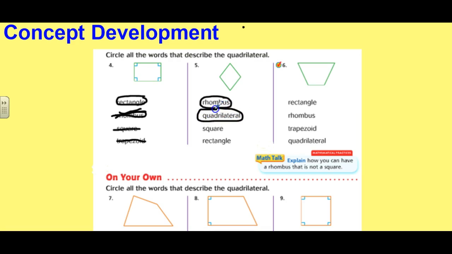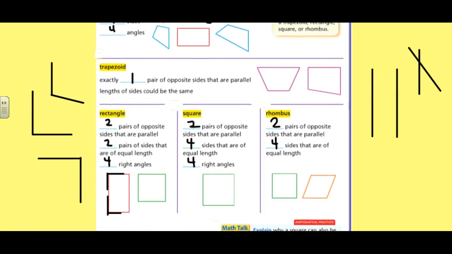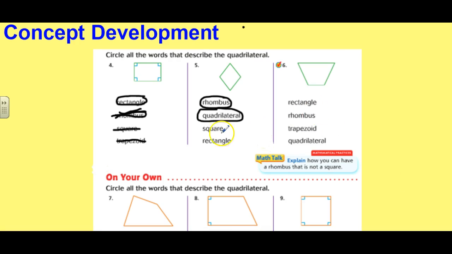Now we're going to go back to the front page and see if this rhombus is also a square. So we have to look at what it says a square has. A square has 2 pairs of opposite sides that are parallel, and a rhombus has that. A square has 4 sides that are equal in length, and a rhombus has that. But a square also has 4 right angles, and if you look at each angle on this rhombus, it's not an exact L, so that's not going to be a right angle on any of the angles for the rhombus. So when we go back over here, we're not going to be able to circle square because it does not have any right angles. The last one is rectangle.